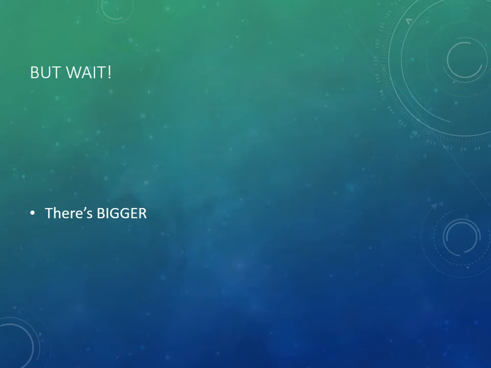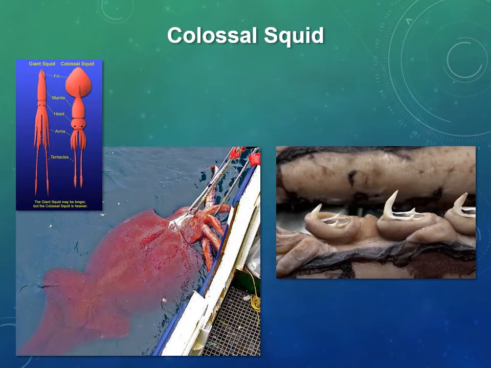But there's bigger. The colossal squid. Look at this joker. On the top left, you can see a picture showcasing the differences between them. The giant squid can be longer, but the colossal squid is heavier. And look at the hooks on that thing. And those suckers, that thing can latch onto you and won't let go. The picture that's shown there is the largest one ever recorded for a cephalopod.